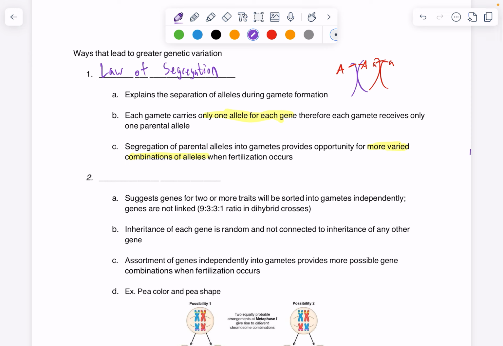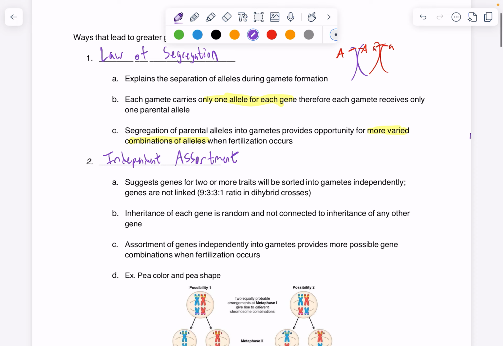All right, next up is the independent assortment. So another Gregor Mendel law or conclusion. And this is the one that we use to test chi-squares to determine if our data is significantly different from our expected outcomes. And we do that by looking at two or more traits. And the idea is that two or more traits should divide or separate independent of each other, meaning those genes are not linked and that they're found on different chromosomes.